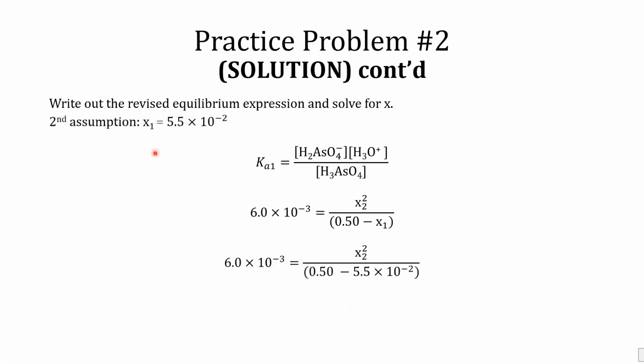In the second assumption, using x1's value equaling 5.5 times 10 to the minus 2, x2 equals plus or minus 5.2 times 10 to the minus 2. In the third assumption, using x2's value equaling 5.2 times 10 to the minus 2, x3 equals plus or minus 5.2 times 10 to the minus 2. This process is over since x2 and x3's values are the same.